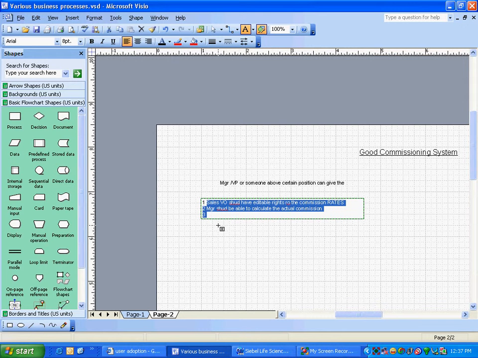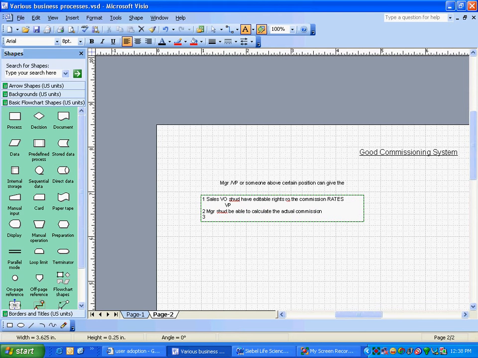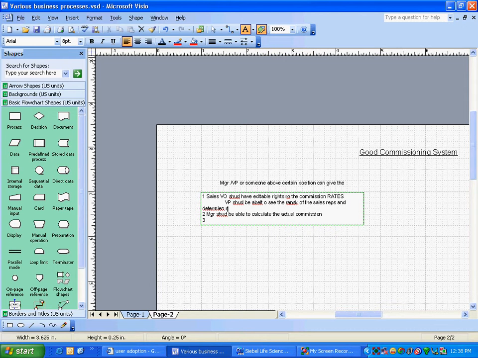Do you think this much is enough? Let's say the sales VP determines the rate. How will you determine the sales rep's commission on the basis of just the rate? Can you determine his commission? The VP should be able to see the ranks of the sales reps and determine rates on the basis of that, right? Yes, so this is good.